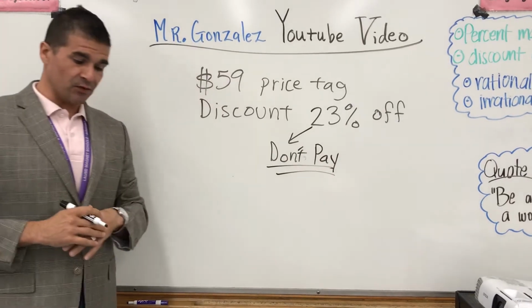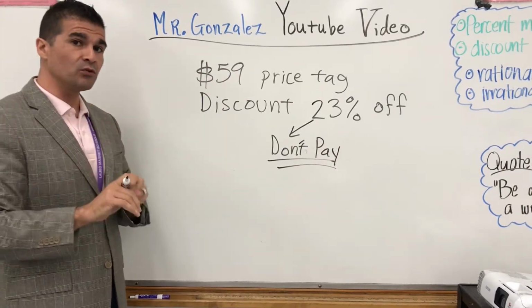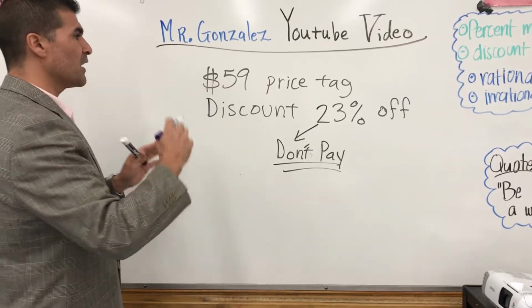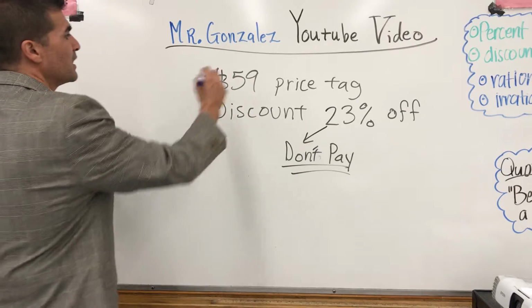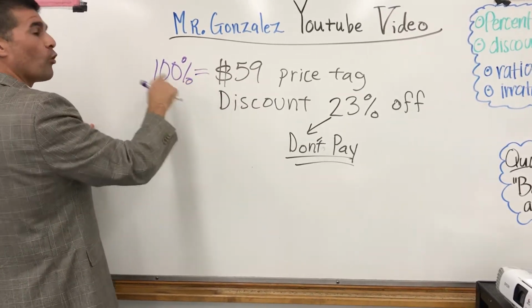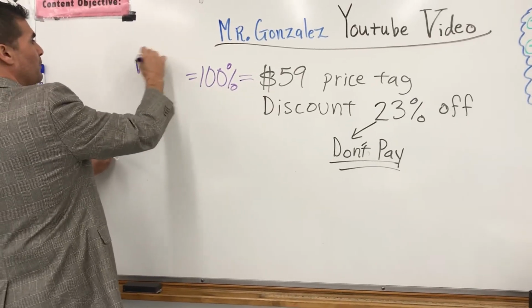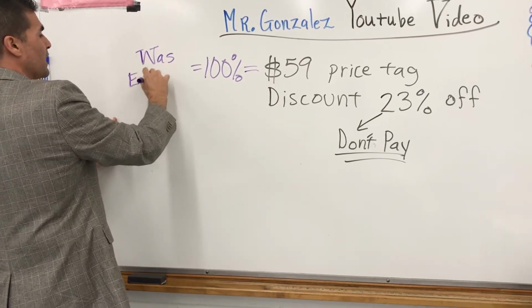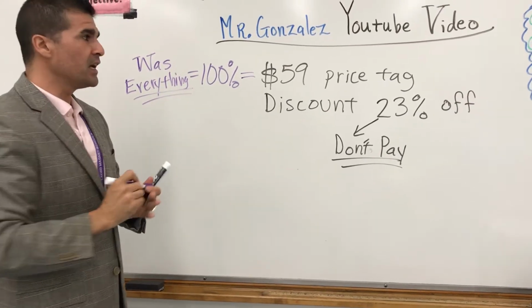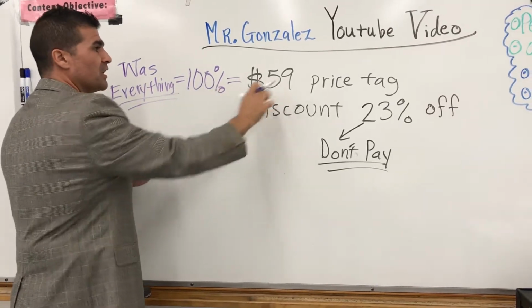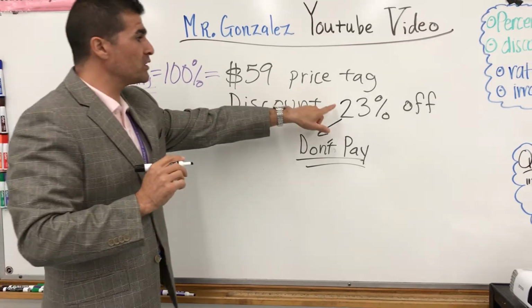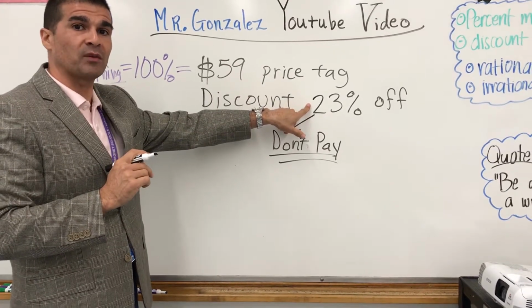Well, that's a good thing, because if you don't have to pay for 23%, you do actually have to pay less than you normally would. Here's the thing. If you normally had to pay a price, this would be equal to 100%. This is everything, or this was everything, and because it was everything, it was equal to 100%. You have to understand that this 100% used to be $59, but it's not anymore. You're going to take away the 23% that you don't have to pay for.